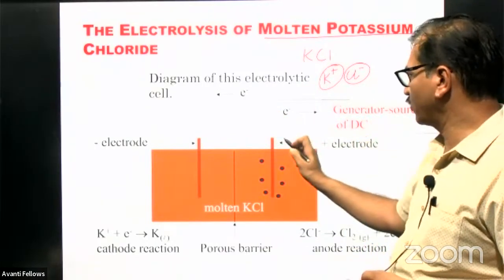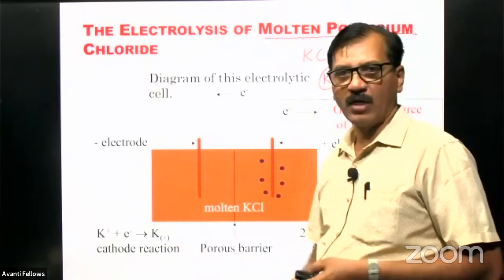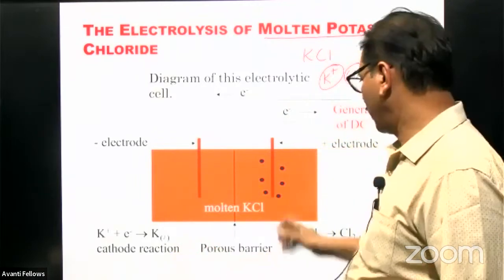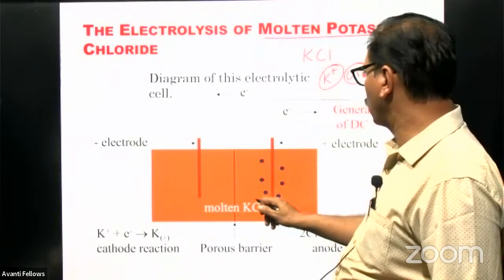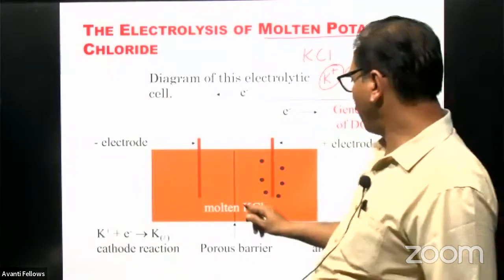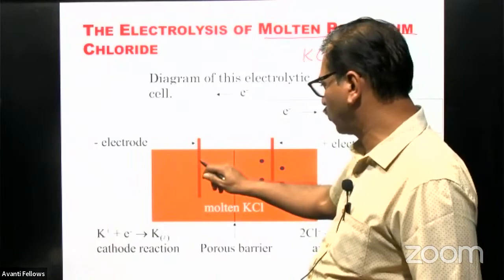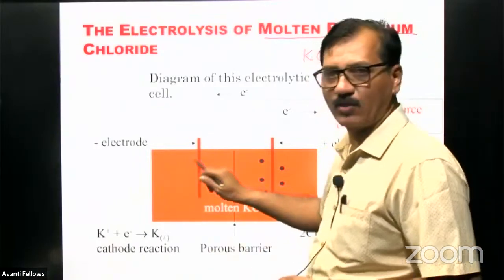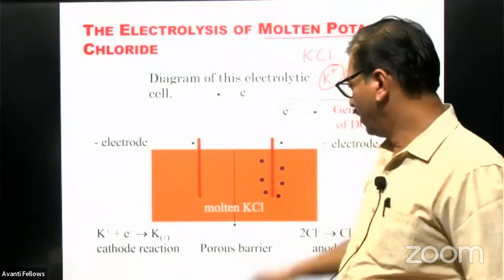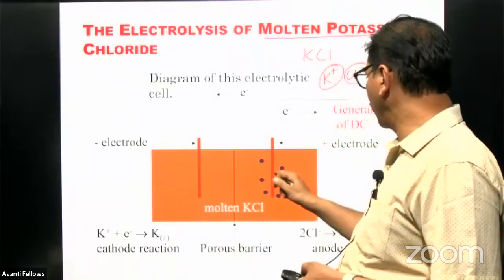So this is the positive charge and this is the negative. What do you expect? There is K plus ion. The K plus ion, a positively charged species, should go to the negatively charged electrode. This is the cathode. Cations move towards the cathode, easy to remember. The anion Cl minus will go to the anode.